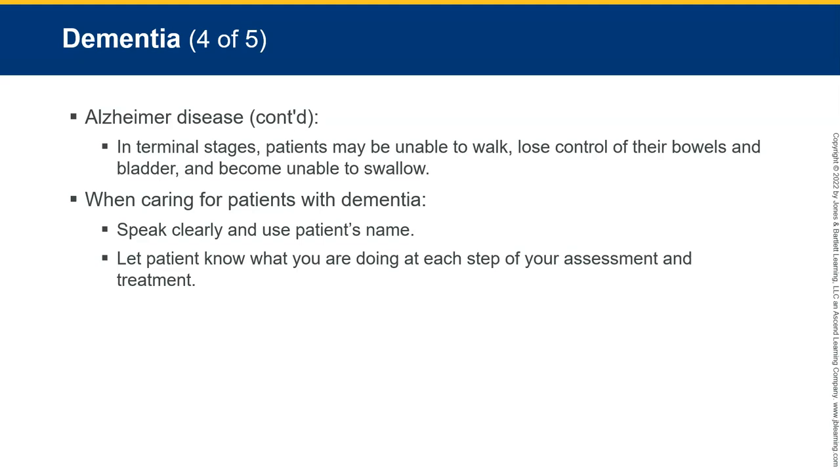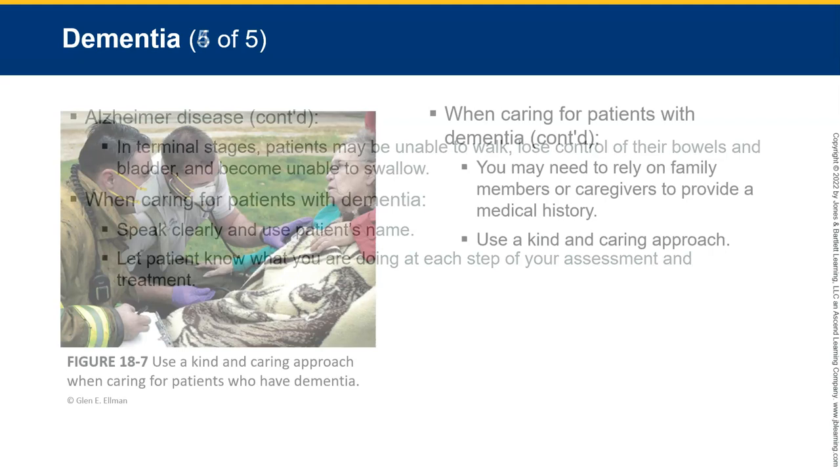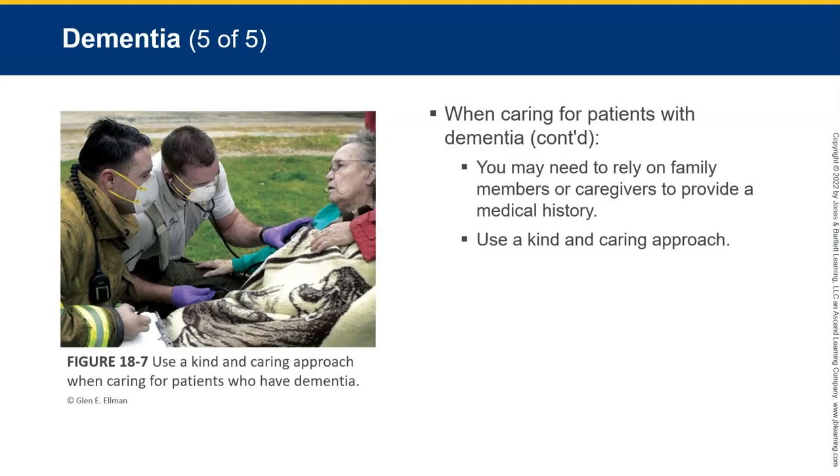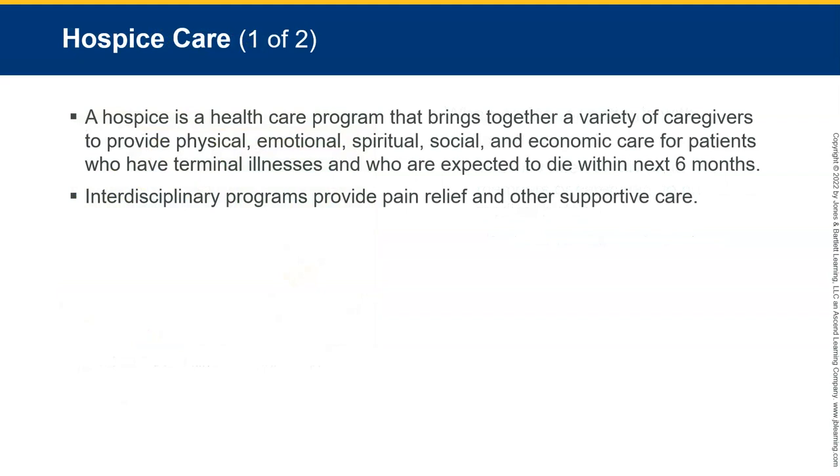In terminal stages, patients may be unable to walk, lose control of their bowels and bladder, and become unable to swallow. So when caring for them, make sure we speak clearly in the patient's name and let them know what we're doing at every step. And when you may need to rely on family members or caregivers to get a good history, use a kind and caring approach. Hospice care, end-of-life issues, is what we're talking about.